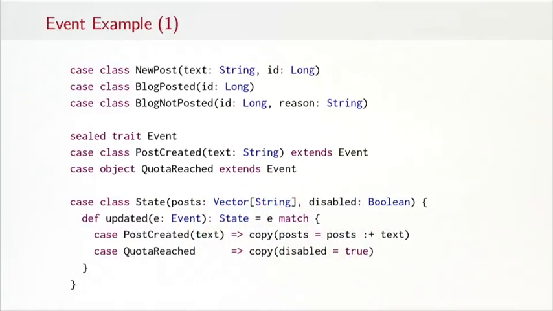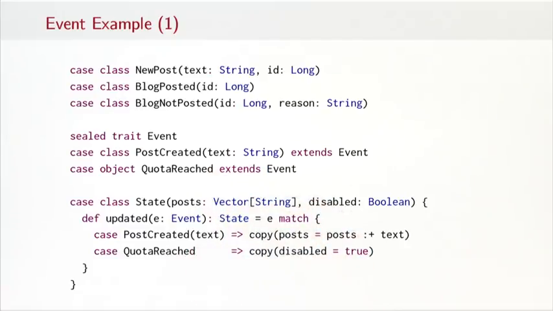In addition to this external protocol spoken by the actor, we also define a set of events that this actor creates and emits. The first one is taking note of a post that has been created. And this is the post created event, which holds the text of the blog post.